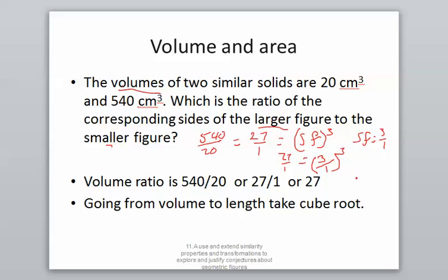And that's how I find that scale factor, 3 over 1. And that's what I'm saying down here at the bottom. Okay?